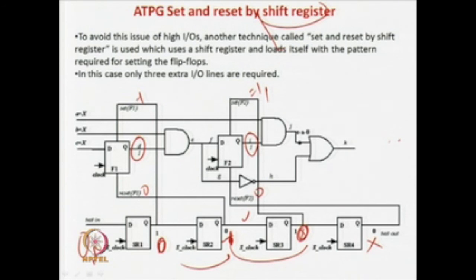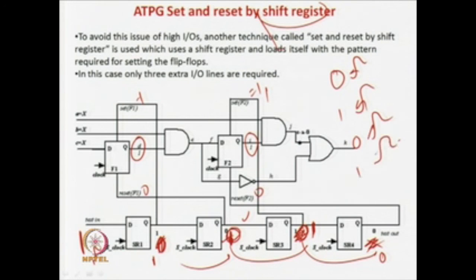So, this will be the case. And now in the end you apply a 1 here and give a clock pulse. Once you do that, this 0 will come here, this 1 will be coming here, this 0 will be coming over here, and this 1 will be coming over here. So now you have 1 0 1 0, which was required. So you require 0 clock pulse, 1 clock pulse, 0 clock pulse, 1 clock pulse. So 4 clock pulses are required in this case to shift your value required to control the set and reset inputs of the flip flops.